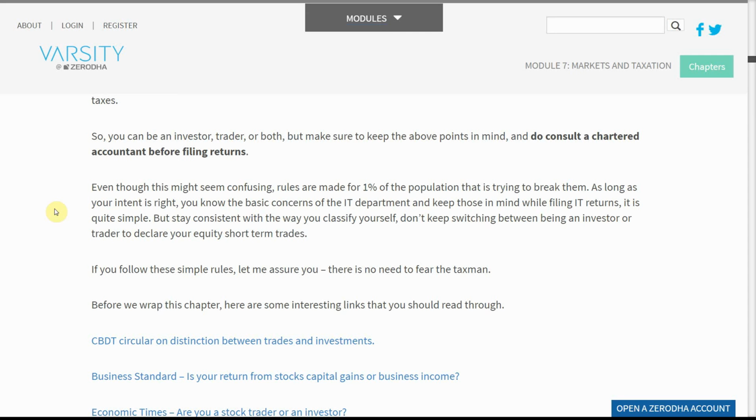Thankfully, one thing that the circular clarified was that you can be a trader and investor both at the same time. So you can have stocks meant as investment for long-term, and stocks meant for shorter-term trades. Just because you indulge in a lot of shorter-term trades wouldn't necessarily convert all your longer-term holdings or investments into trades and therefore bring those long-term gains under business income. But it is important to clearly demarcate your trading and investment portfolio while filing returns.